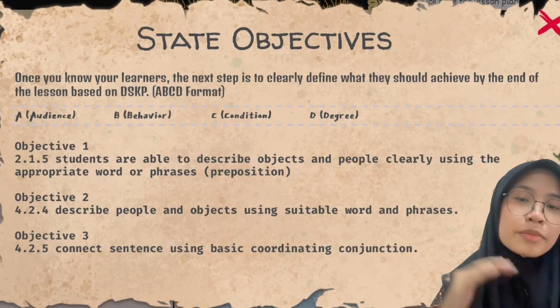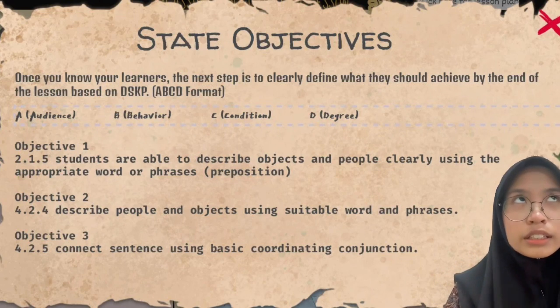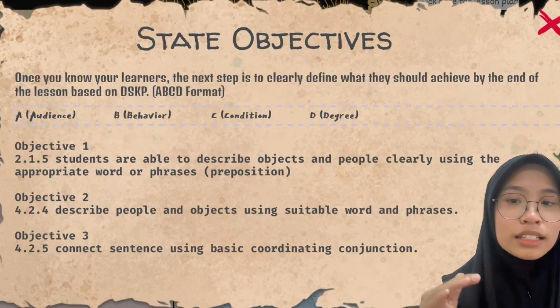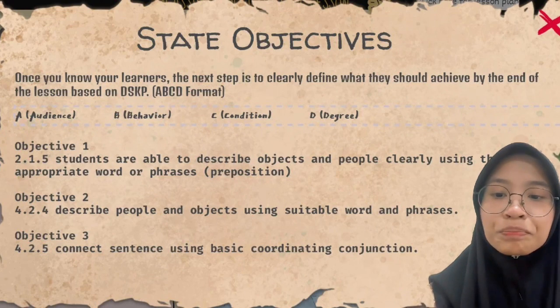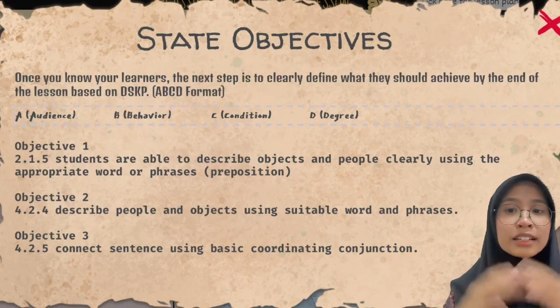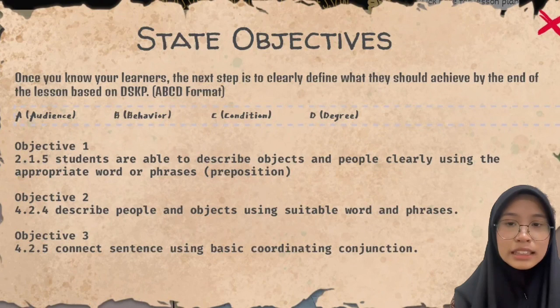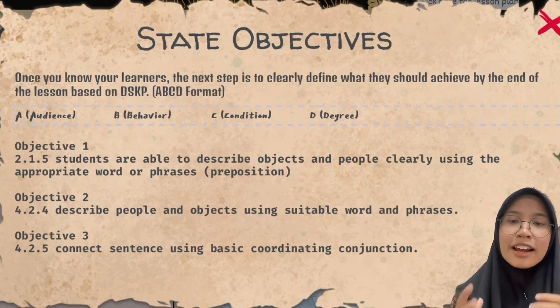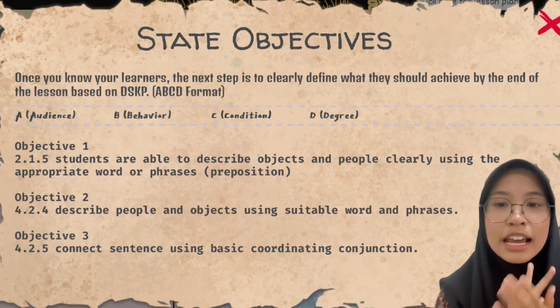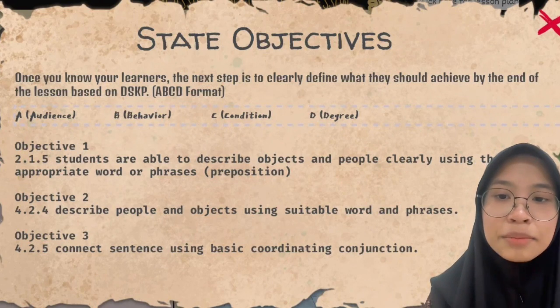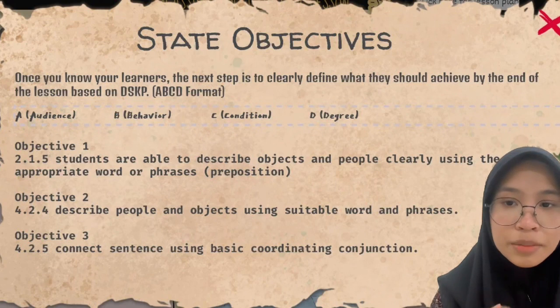These objectives are based on speaking skills and writing skills. They are clear, measurable, and student-centered, which directly follows the DSKP requirements for Year 3, ensuring that the teaching and assessment are aligned with the national curriculum standards.